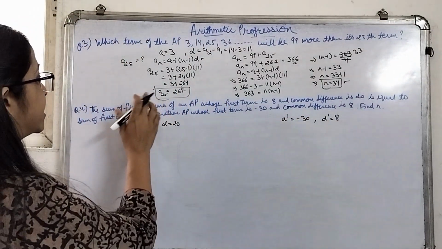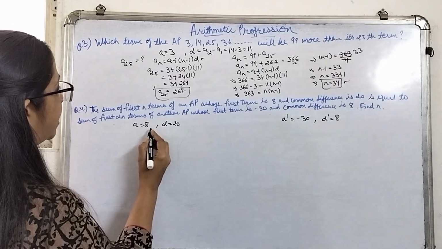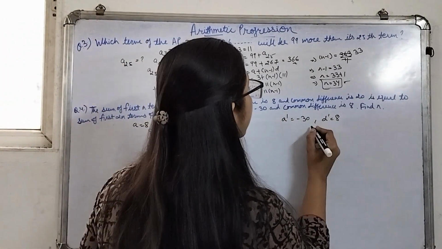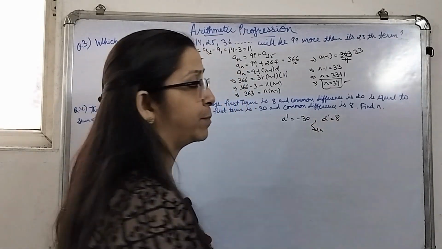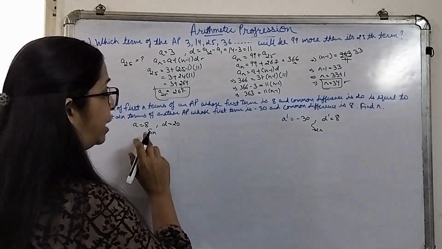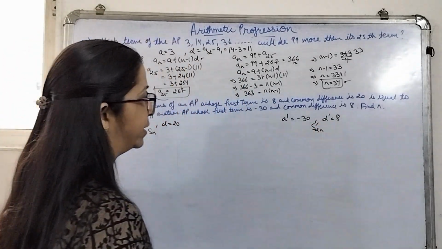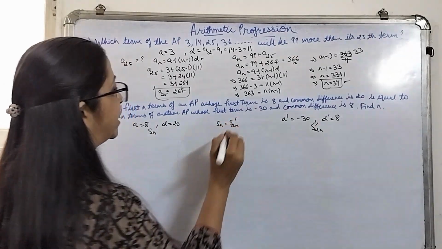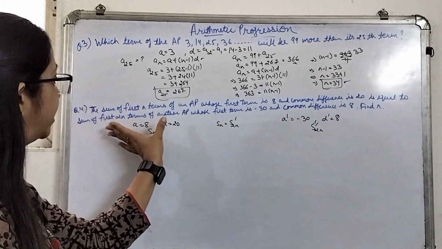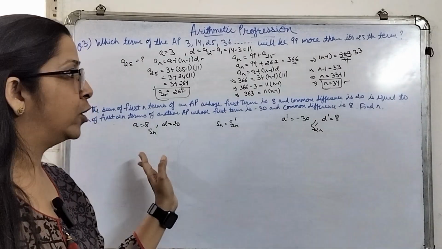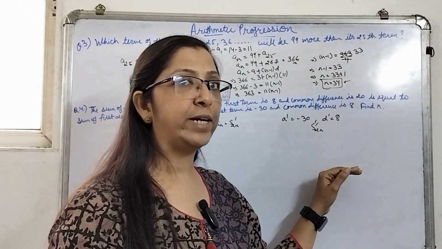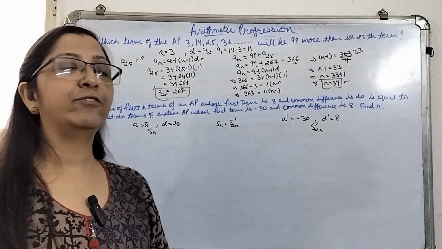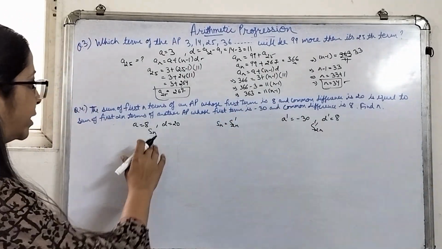It is given that the sum of first n terms of this AP, that means Sn, is equivalent to the sum of 2n terms of this AP. That means Sn I am taking over here and over here I am taking S2n dash. That simply means Sn is equivalent to S2n dash, it is given to us. So from here we will find the value of Sn, and from here we will find the value of S2n. Then we will equate both of them and we will get the value of n. So how can we find it out?